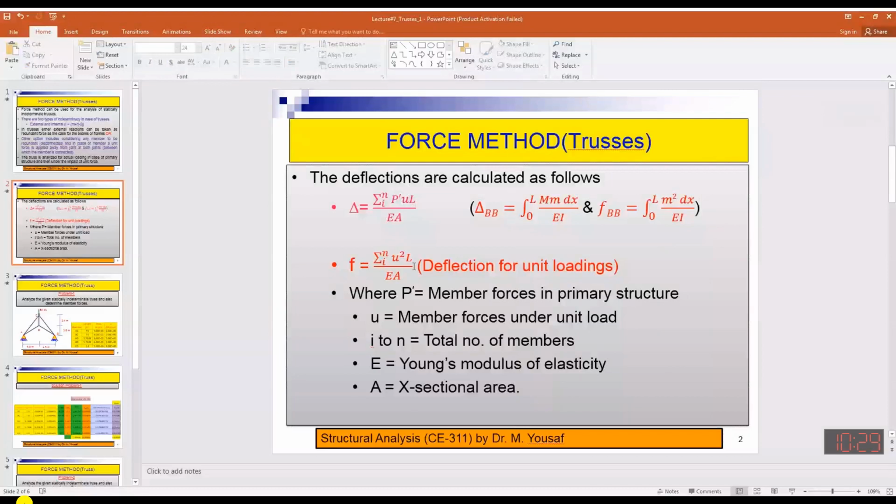So this is the deflection due to actual loading in the primary structure. Here F is the flexibility. What will we do? This is the applied loading. If the applied load is a unit force, then I will replace P dash by U. The unit force that we apply will be placed over there, and it will come out to be U square and L over AE.